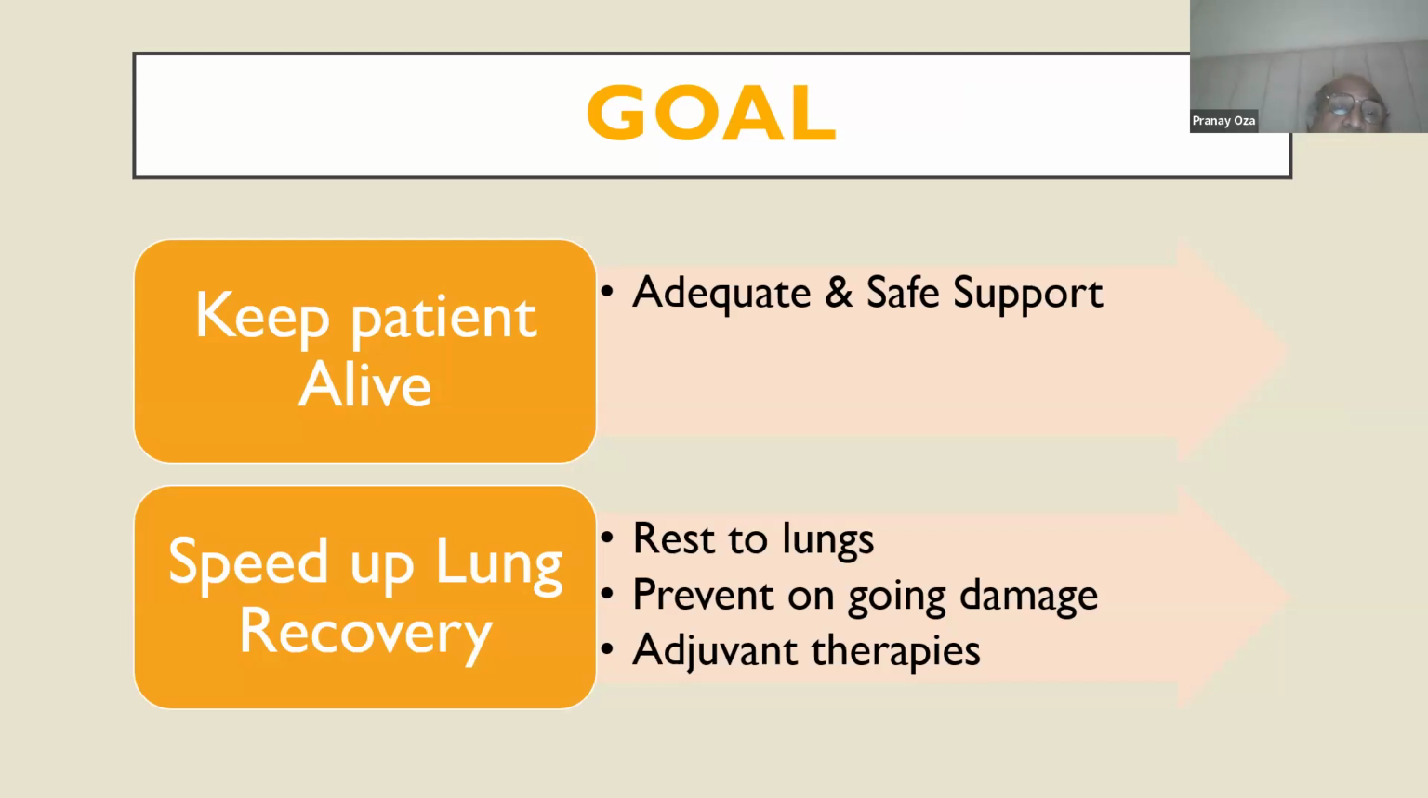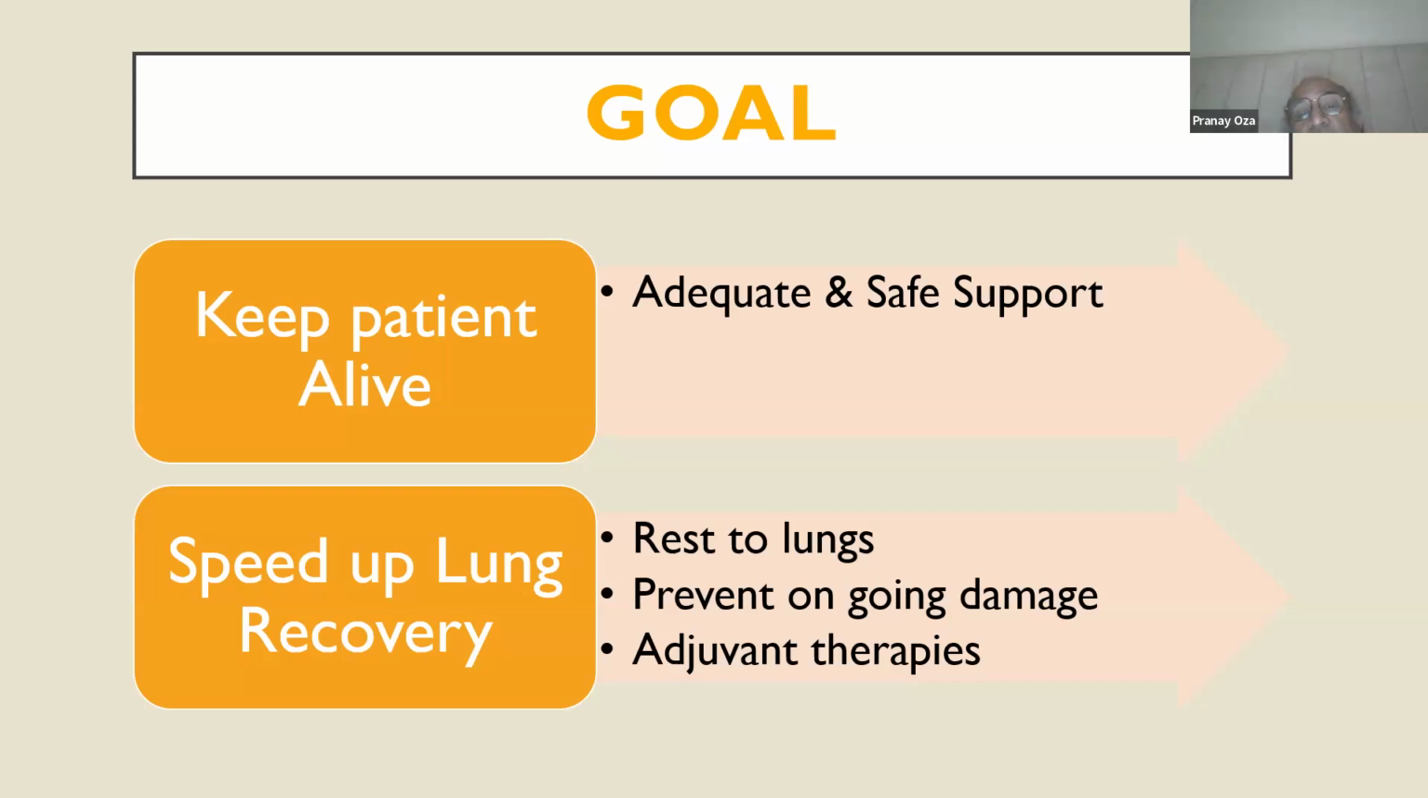So you can keep the patient alive, and at the same time you have to speed up the recovery of the organs. Not only the lungs, because I said it's going to take a long time, but you have to try to speed up the recovery of the organs. So you have to work at both levels: give adequate and safe support, but at the same time try to get the organ recovery as fast as possible. So do whatever you can do for organ recovery.